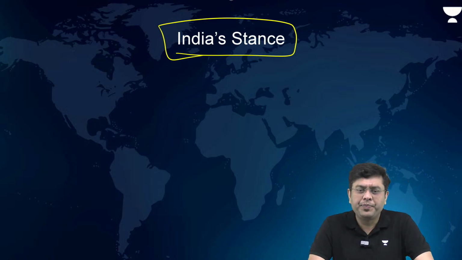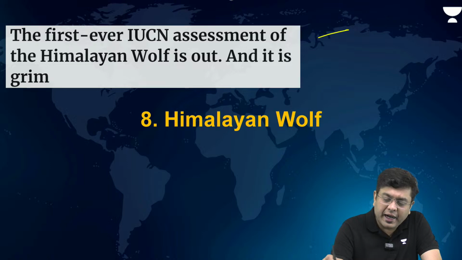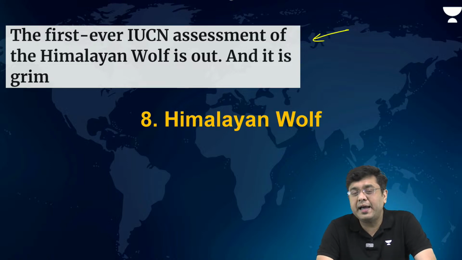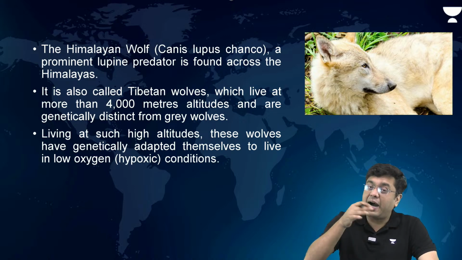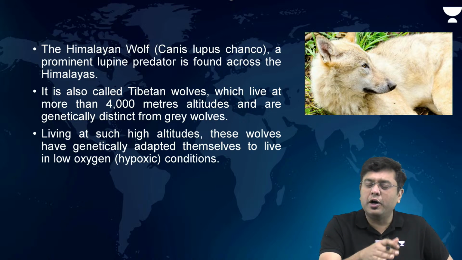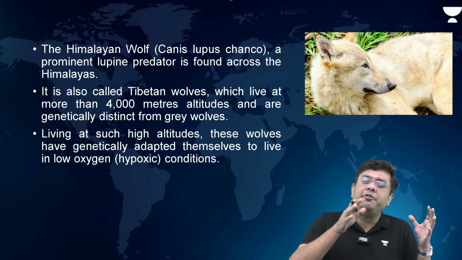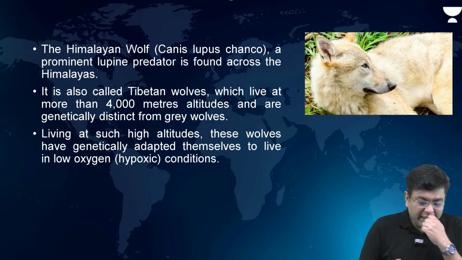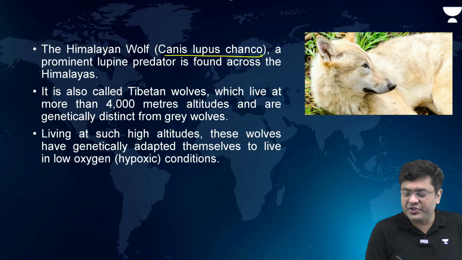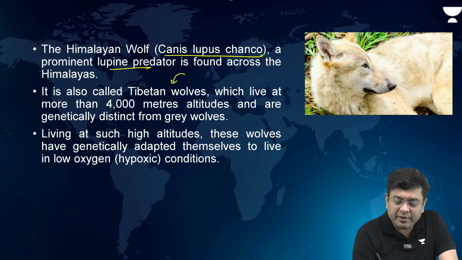Okay? Now, the Himalayan wolf is a species for which the first ever IUCN assessment has been carried out. IUCN has carried out a detailed assessment of the population of the Himalayan wolf, which is found in the high altitude reaches, particularly in the Himalayas and the region of Tibet. That is where its population has been found to be dwindling, and lesser than expected. The Himalayan wolf, Canis lupus chanco, a prominent lupine predator, is found across the Himalayas. It is also called the Tibetan wolf.